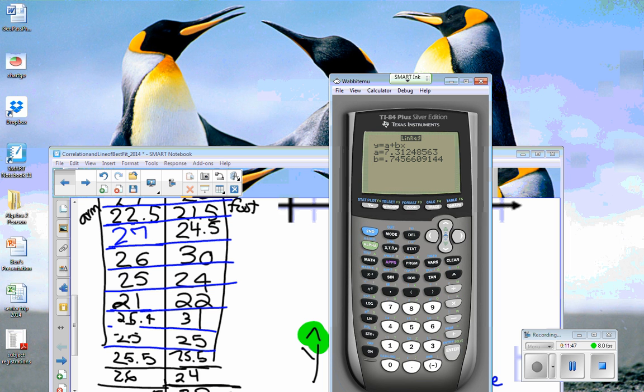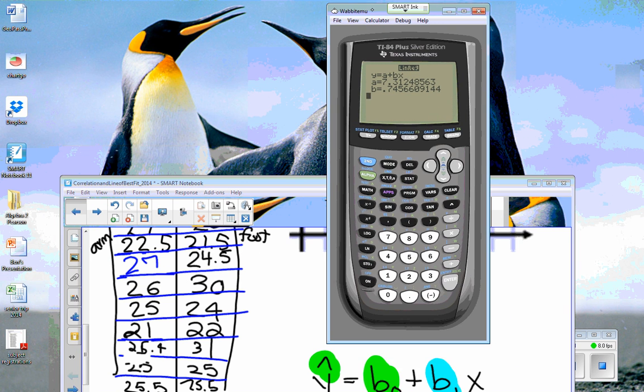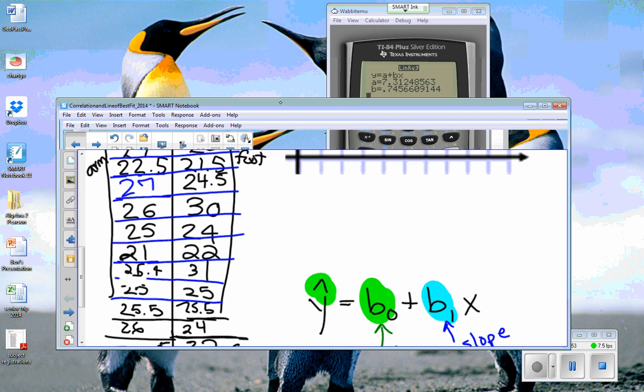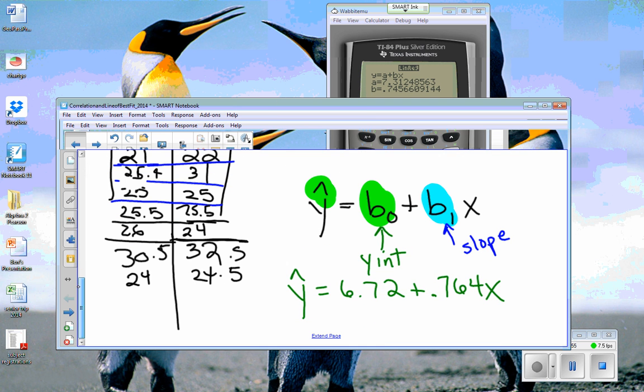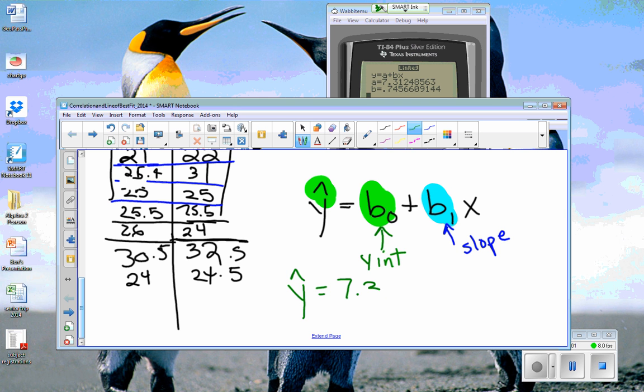So I have 7.3. Let's move this up a little higher. So let's change it. We'll change this equation here to be 7.31 plus 0.746x. And don't forget your y hat, because it is a regression, okay? It is a line of best fit, so that notation's important. Is that the one you guys got now?